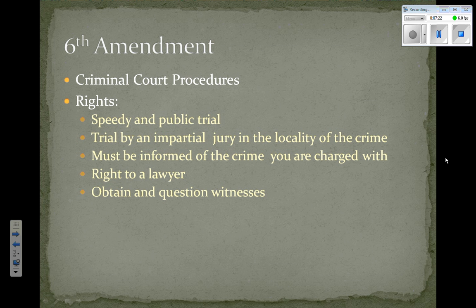You're guaranteed a right to a lawyer, and you're allowed to use, either through your lawyer or as an individual, the ability to obtain witnesses and have them questioned in front of a jury. So those are what's outlined in the Sixth Amendment.